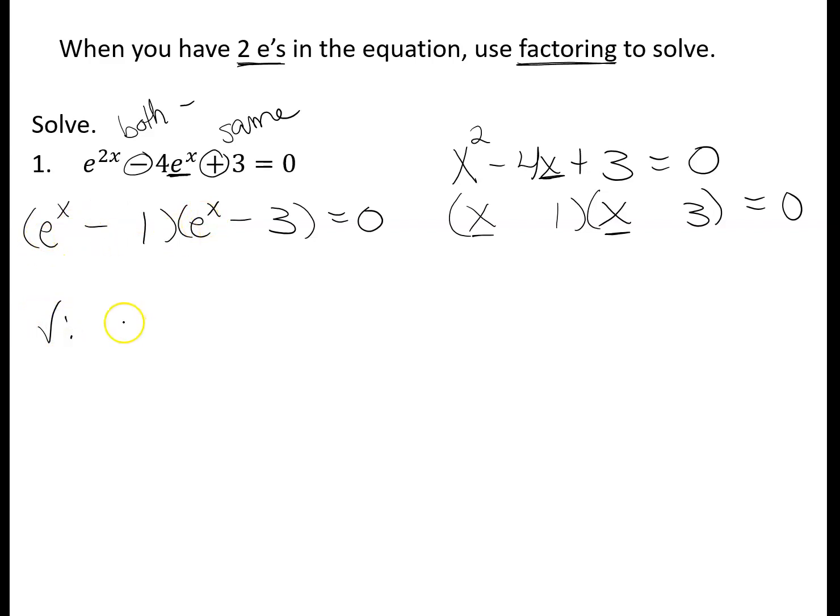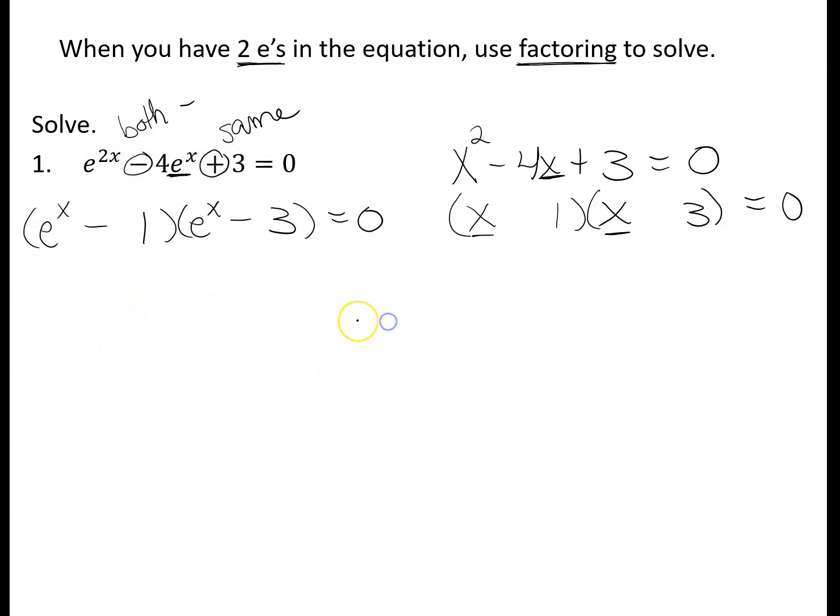e to the x times e to the x is e to the 2x. On the outside, you'd have a minus 3 e to the x. On the inside, you'd have a minus 1 e to the x. And last, you'd have a positive 3. And those two middle ones would combine, and it would equal your original. So we know now that that factoring works.